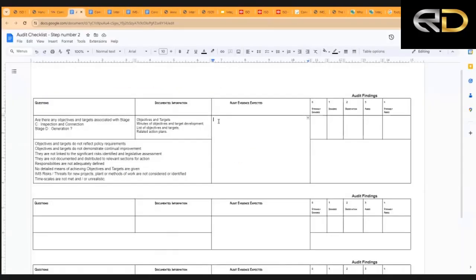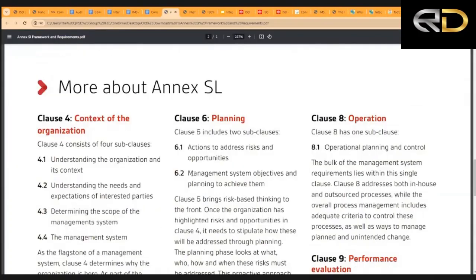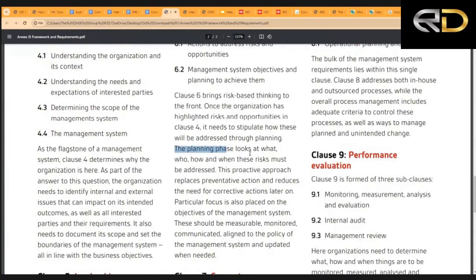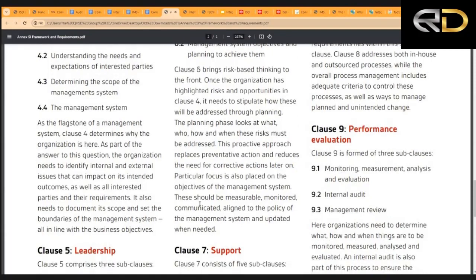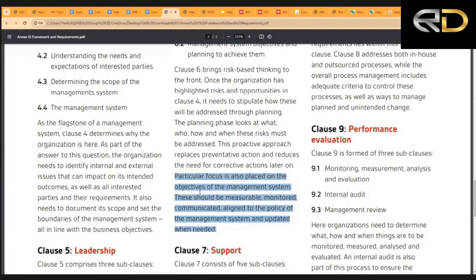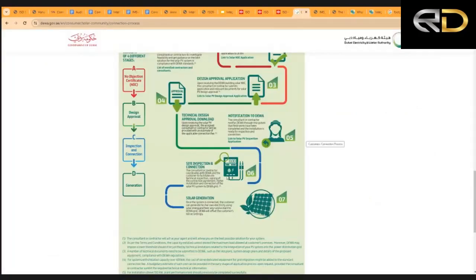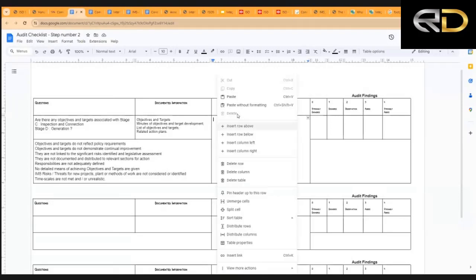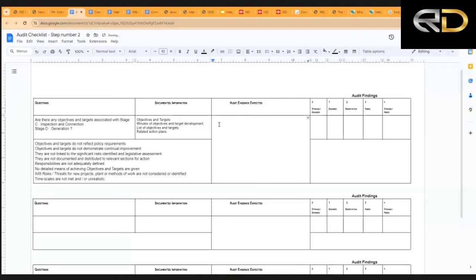So I'm now going to open my Annex SL and look for objectives. What exactly am I expected to do under objectives? Under objectives, you can see this is the goal. In this planning phase, I have to determine if the organization looked at what, who, and how these risks must be addressed. This is a proactive approach that replaces corrective action and reduces non-conformity later on. So as an auditor, this is what you have to determine, whether or not this has been done. You expect to see particular focus being placed on objectives of the management system, which should be measurable, monitored, communicated, aligned to the policy, and so on. What I've marked in blue here is what I expect to see in step number 6 and step number 7. So this becomes my audit criteria right here.